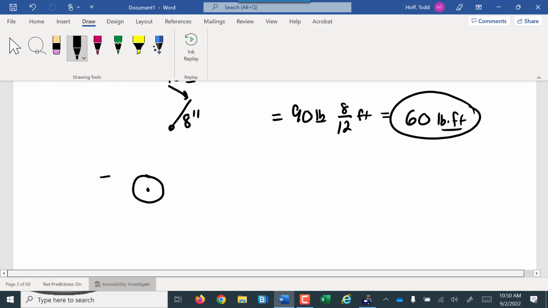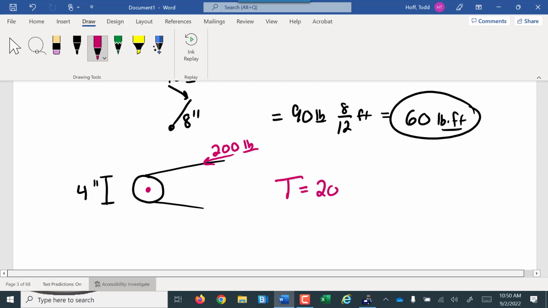So if I'm looking at a 4-inch diameter pulley, and it doesn't matter what the size of the pulley it's connected to is, if it has to be able to pull with a force of 200 pounds, what torque does that motor have to be capable of producing that's turning that pulley? Well, it's the force of 200 pounds times that moment arm. What's the moment arm going to be?